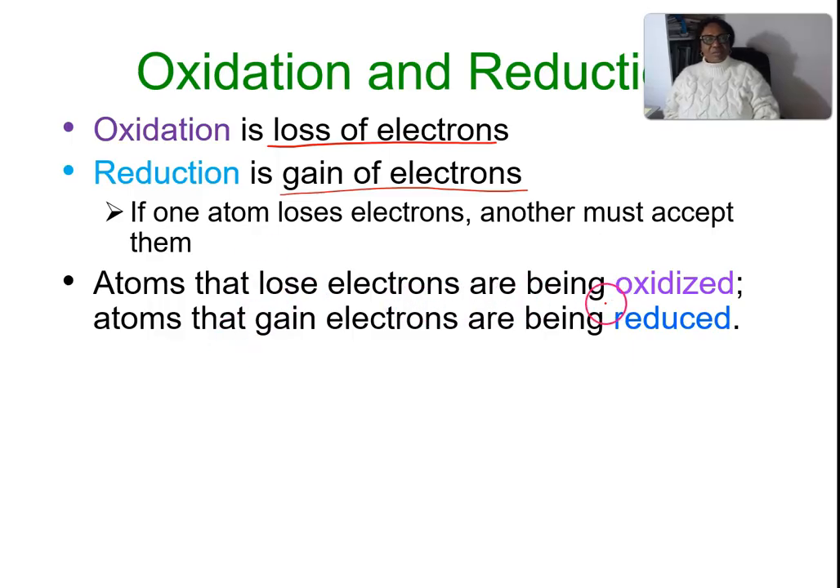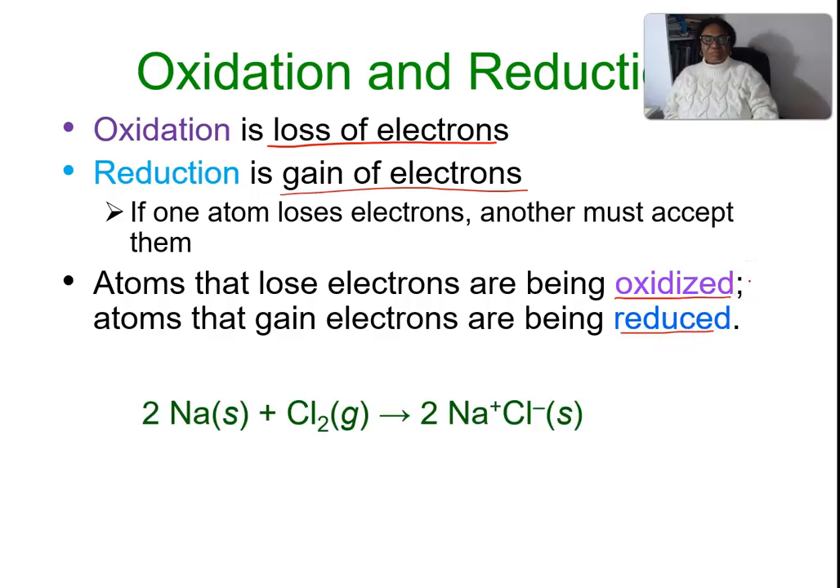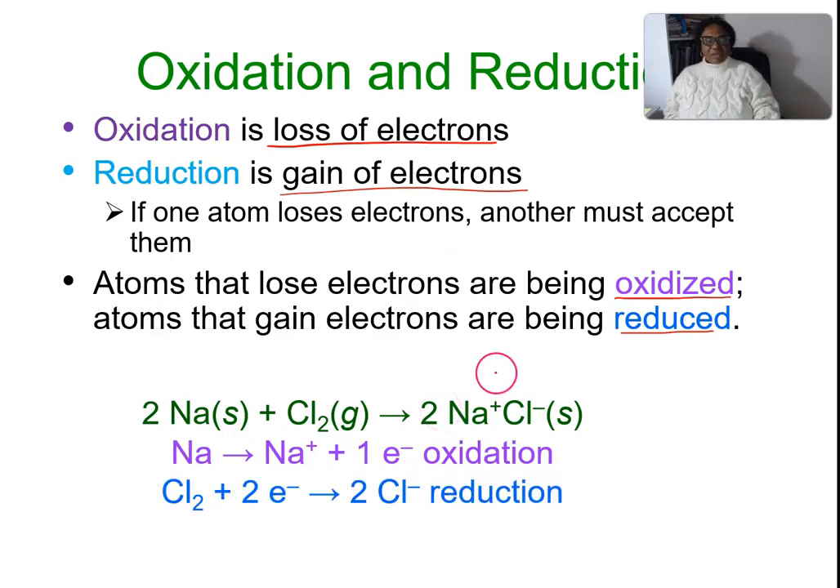Atoms that lose electrons are said to be oxidized. And the atoms that gain electrons are said to be reduced. So for example, sodium plus chlorine to form sodium chloride. Sodium is oxidized, so this is oxidation. And this is reduction. So sodium gives off an electron, then chlorine picks up the electron.